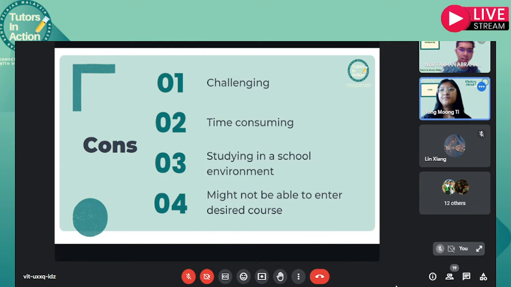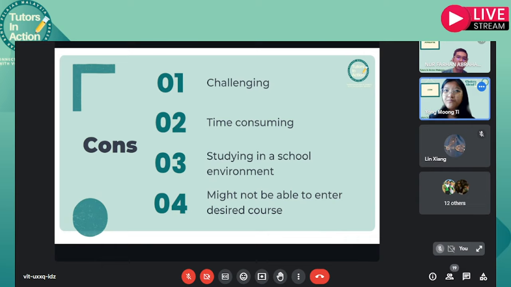Number 2, it is time consuming. Like I said, it takes about 2 years. I know just now Lin Xiang has talked about being able to graduate and enter the workforce really early compared to your peers. I have friends who took OSMET and they're about to graduate from their degree next year while I am still here and I haven't entered a uni yet. I haven't started my degree. So that is something that you have to think about. If you would like to enter the workforce early, I don't think this is a suitable course for you.